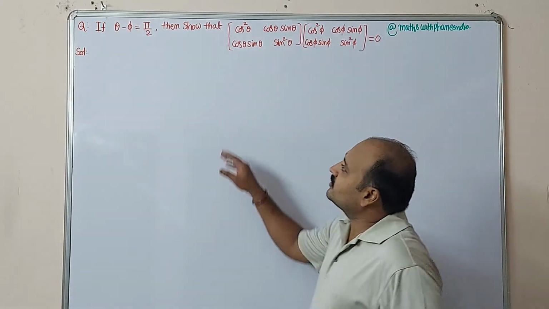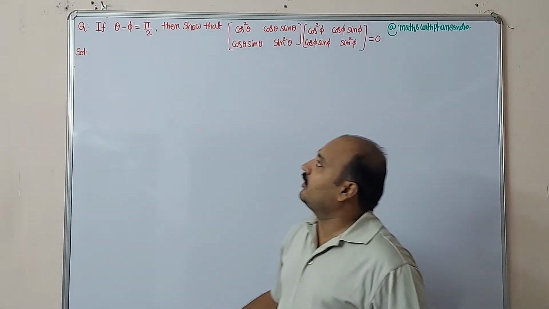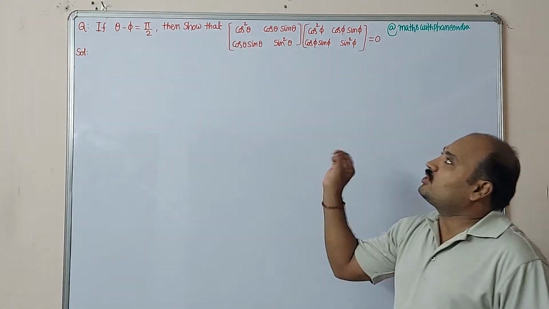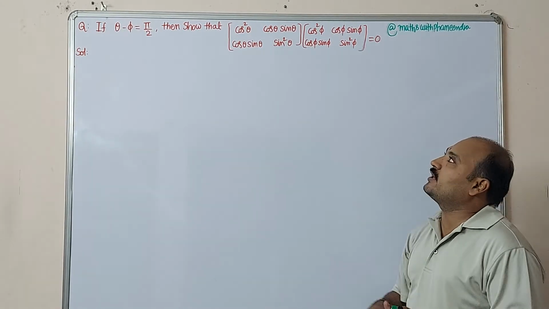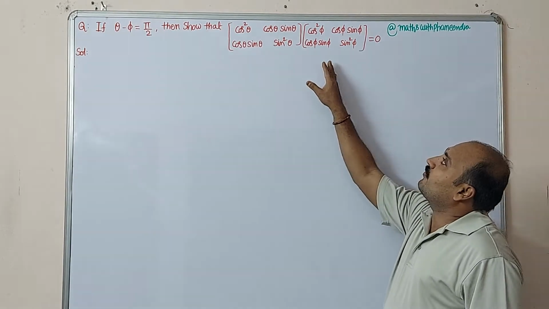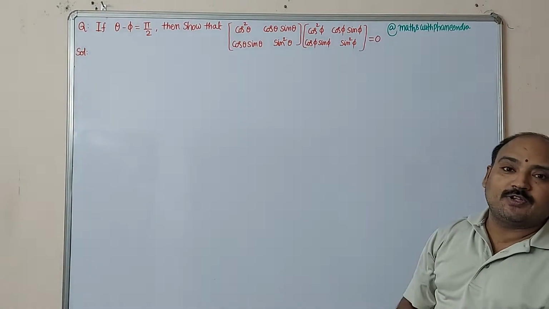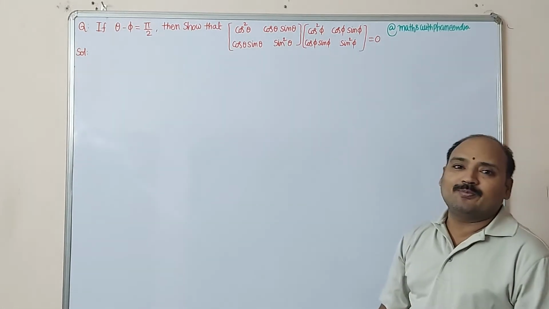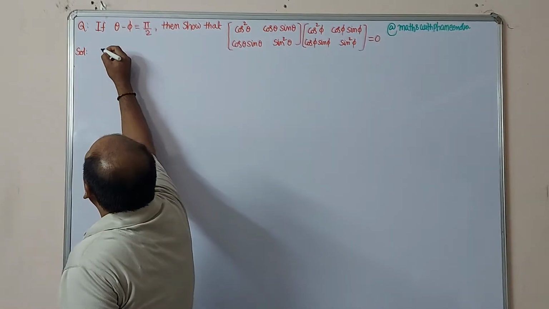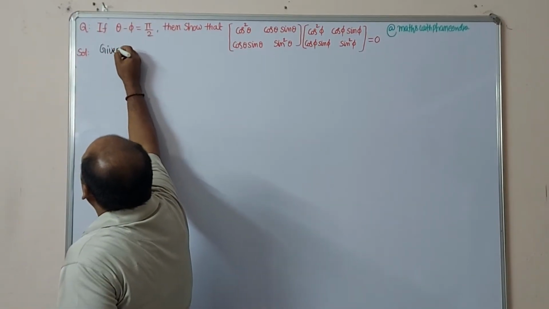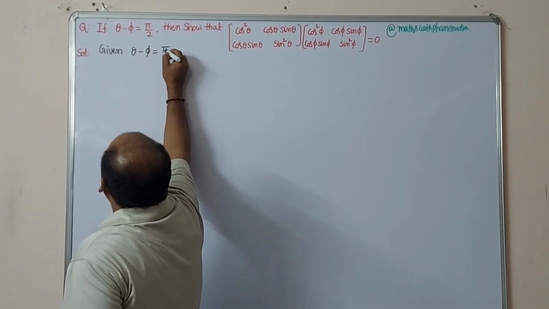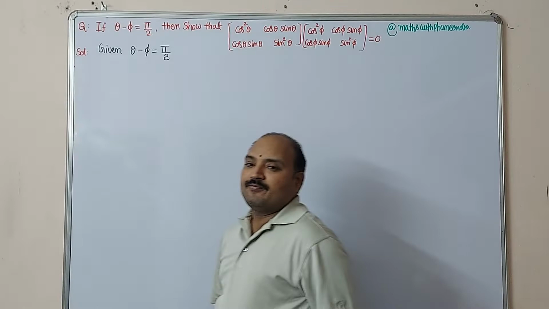The next question, dear students. If theta minus phi equals pi by 2, then show that the matrix cos square theta, cos theta sin theta, cos theta sin theta, sin square theta, times the matrix cos square phi, cos phi sin phi, cos phi sin phi, sin square phi, equals 0. So the condition is provided. What condition is given? Given theta minus phi equal to pi by 2. That is the given information.